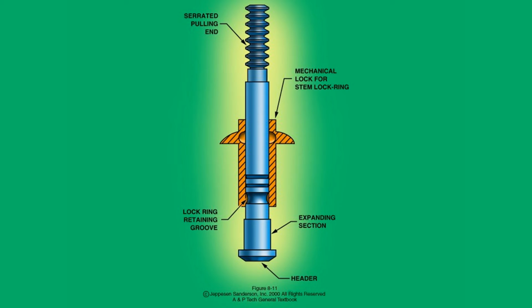The mechanical locking rivet works similarly to a friction lock rivet, except that as the rivet is set, a locking collar is crushed into a locking groove to securely hold the stem in place.